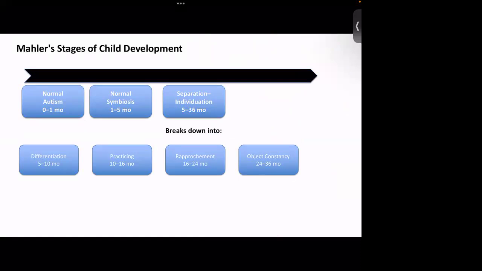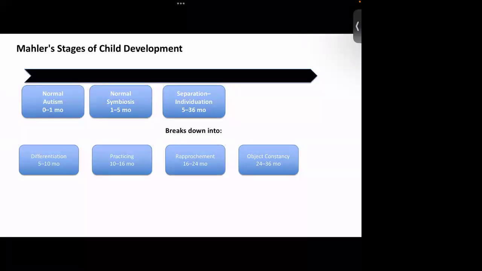Okay, so what were Mahler's stages? There were three main stages. I like to refer to them as six. So the autism stage is first. Then there's the symbiotic or symbiosis stage. Then the third stage has four substages. The third stage is separation individuation, which is kind of the overarching theme of Mahler's work. But that in itself is four stages. There's differentiation, practicing, rapprochement, and object constancy.